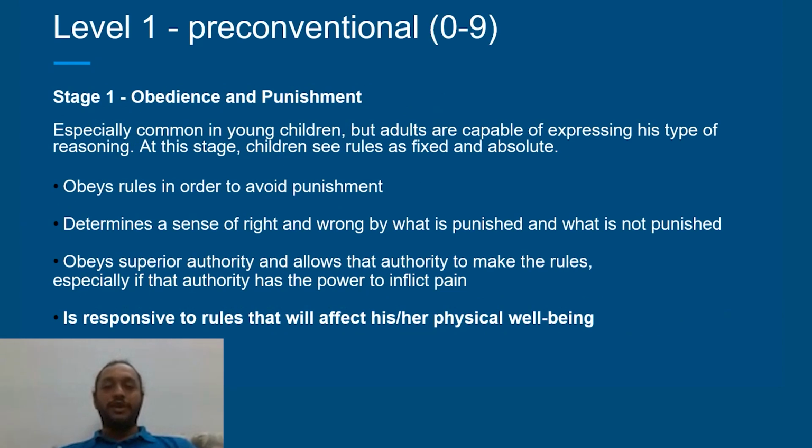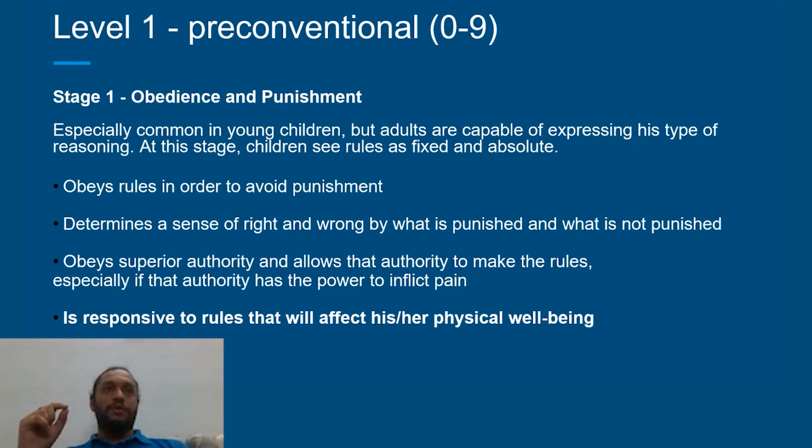The first level is called the pre-conventional level. Usually, this level one is considered the moral development of kids from birth to 9 years. The first stage is about obedience and punishment. Here, young children see rules as fixed. They see rules as absolute, that they can't skirt anything. The entire reason to obey a rule is so that you don't get punished.